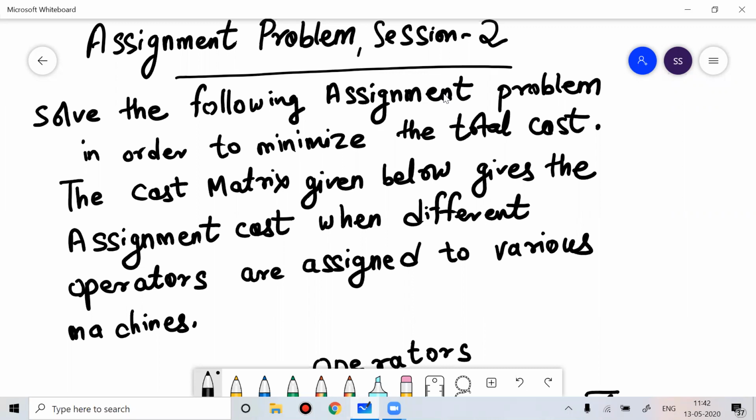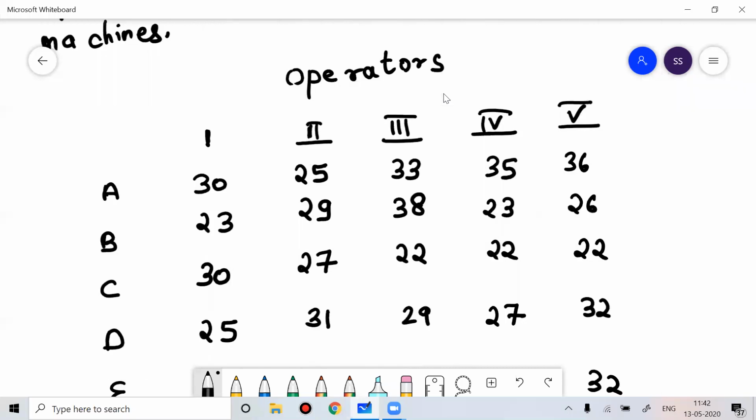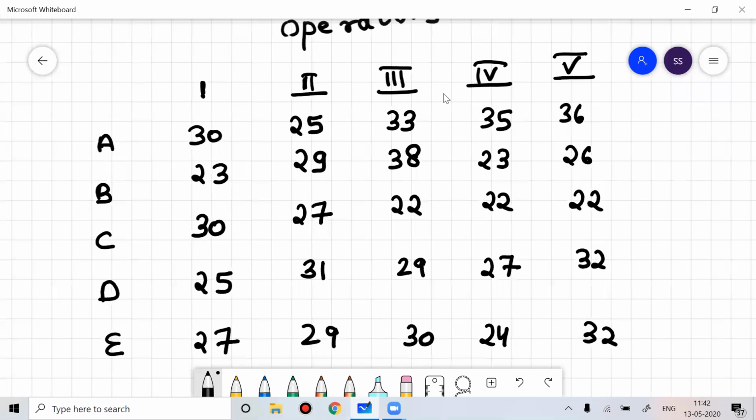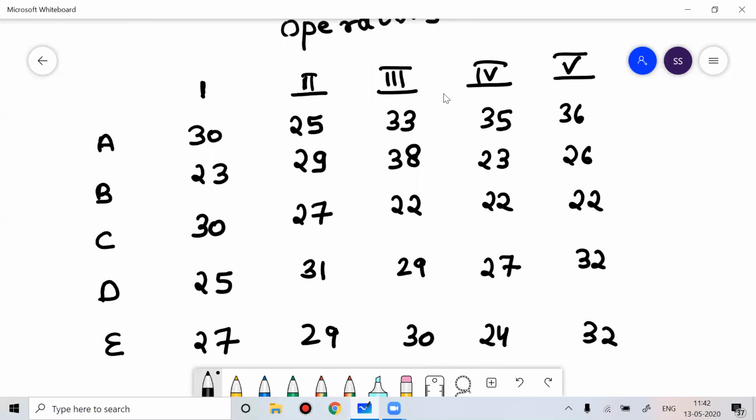The next thing: in this problem, 5 operators are there and 5 jobs are there, so I can say this is a square matrix, and we can solve this problem on that basis. Imagine there are 5 jobs, A, B, C, D, E, and 5 operators, 1, 2, 3, 4, 5. Which operator will do which job? The elements inside the matrix are the cost matrix, so automatically the objective becomes minimization. So we'll solve this problem.